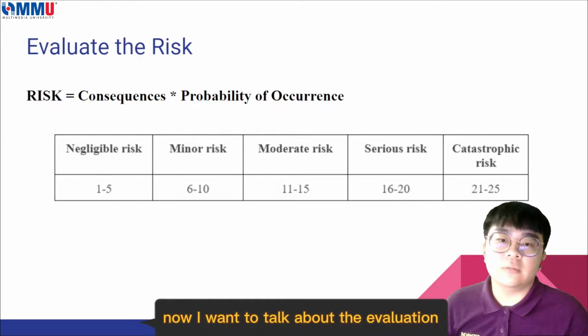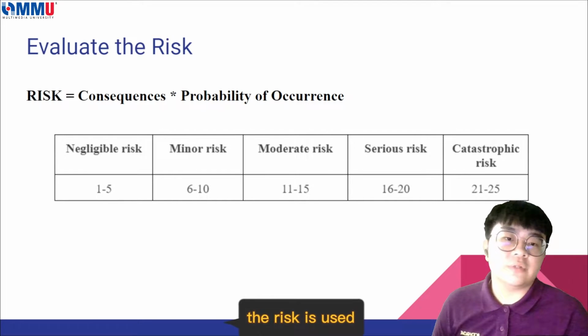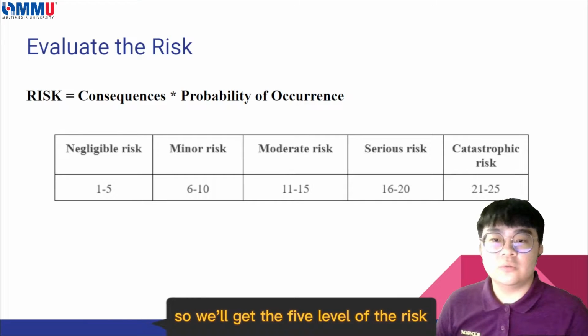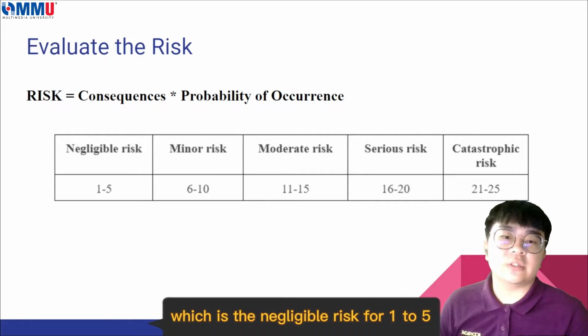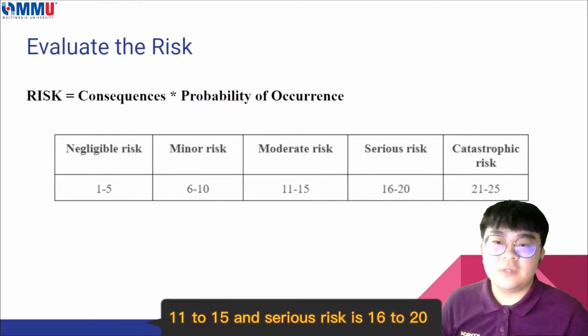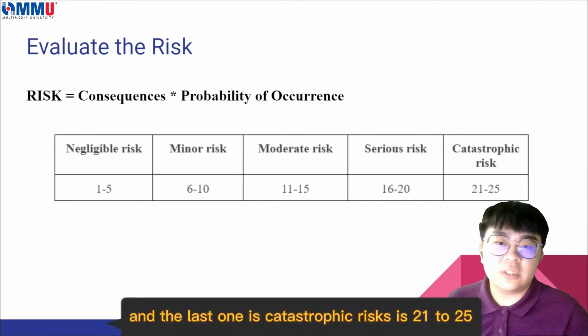Now I want to talk about the evaluation of risks. First, to calculate the risk, we use consequences times the probability of occurrence. So we get 5 levels of risk: negligible risk is 1 to 5, minor risk is 6 to 10, moderate risk is 11 to 15, serious risk is 16 to 20, and the last one, catastrophic risk, is 21 to 25.